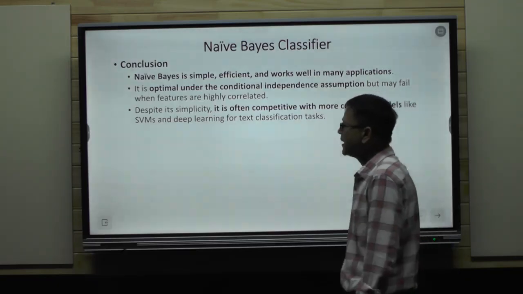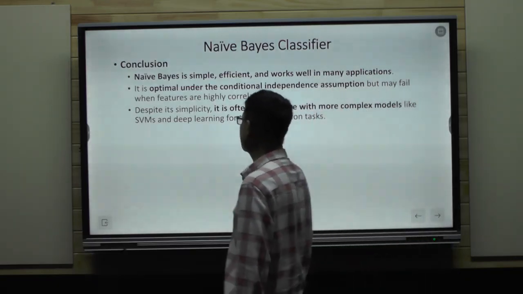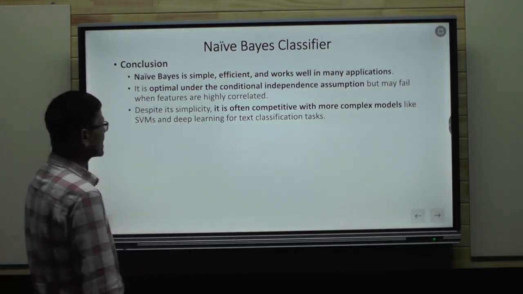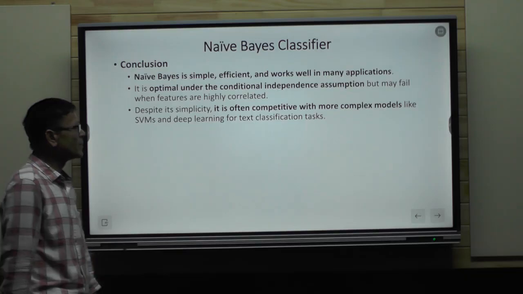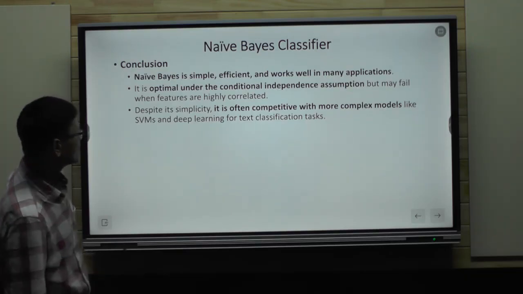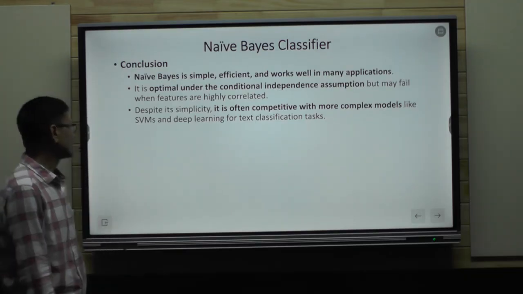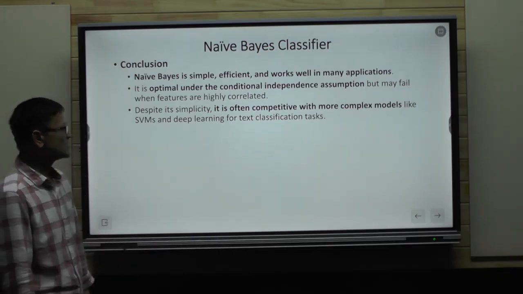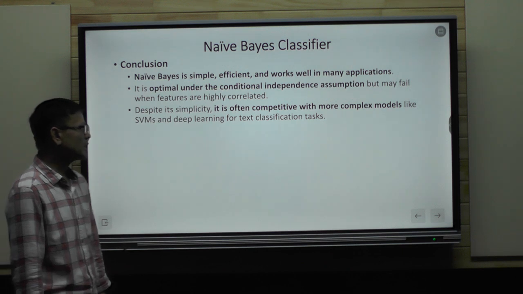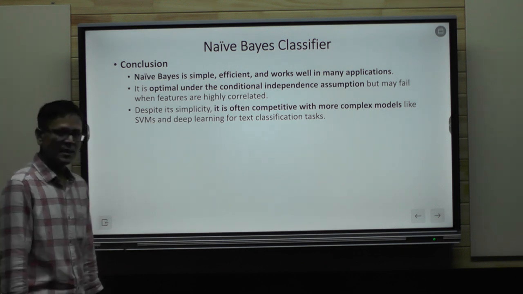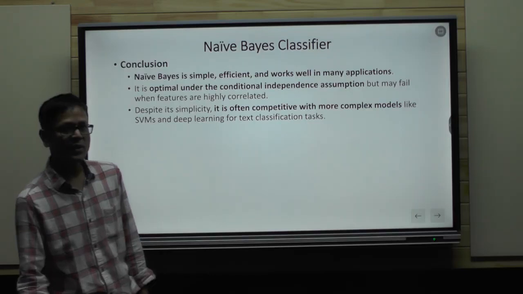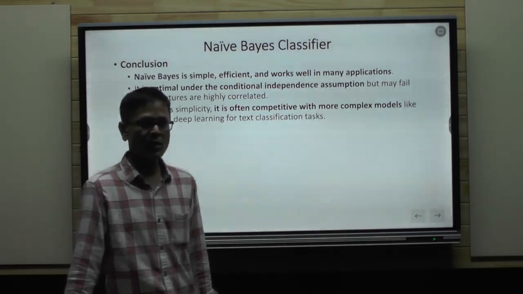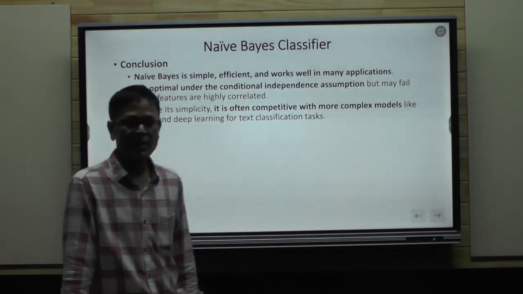Conclusion: naive Bayes is simple, efficient, and works well in many applications. It is optimal under the conditional independence assumption, but may fail when features are highly correlated. Despite its simplicity, it is often competitive with more complex models like SVMs and deep learning for text classification tasks. That is, most of the text classification you can do with naive Bayes. Thank you all. This ends the naive Bayes.